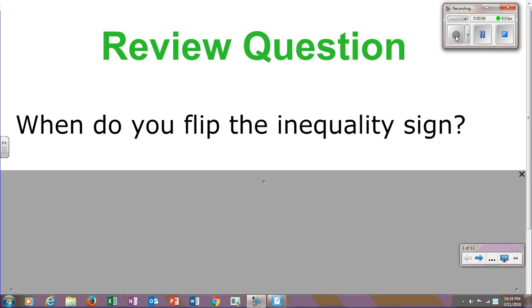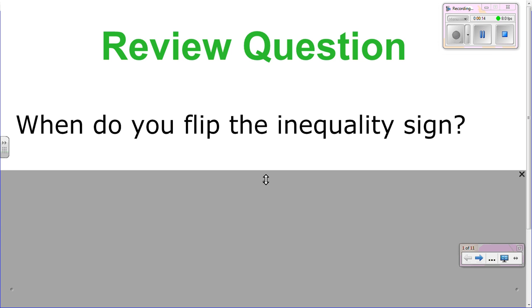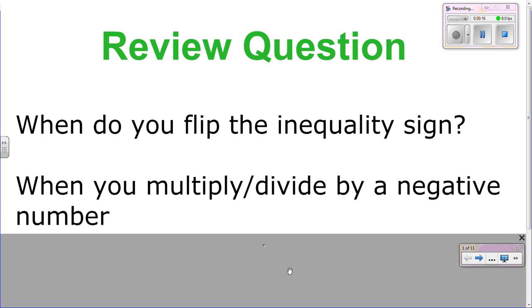Review question. When do you flip the inequality sign? The only time you flip it is when you multiply or divide by a negative number.